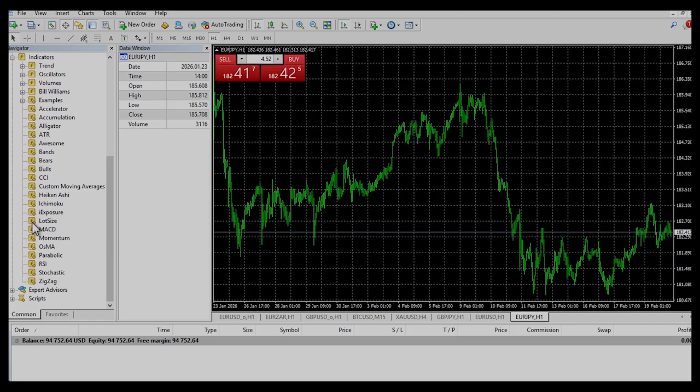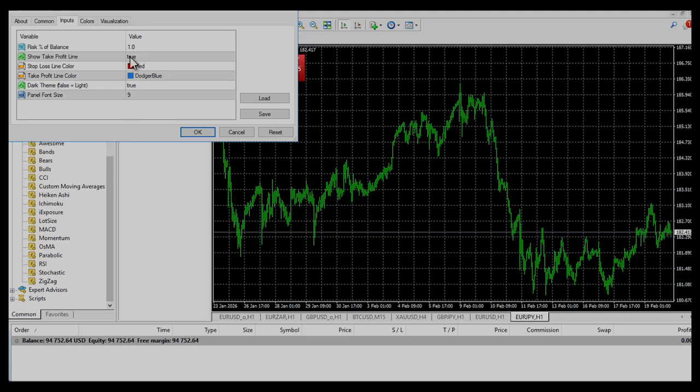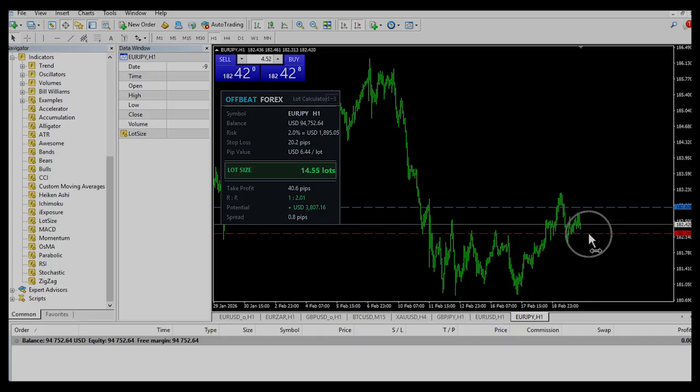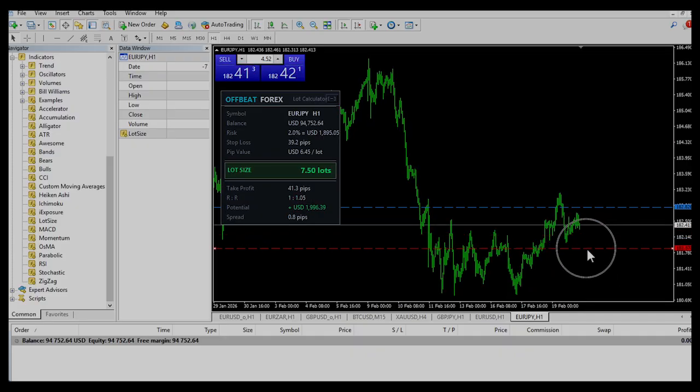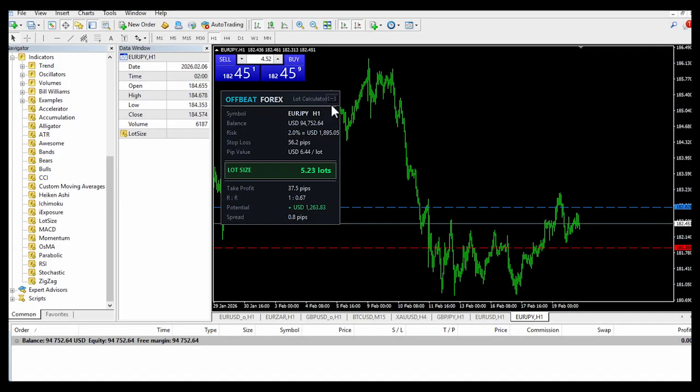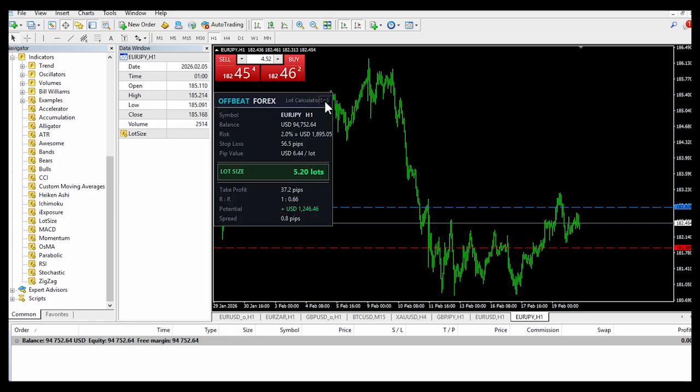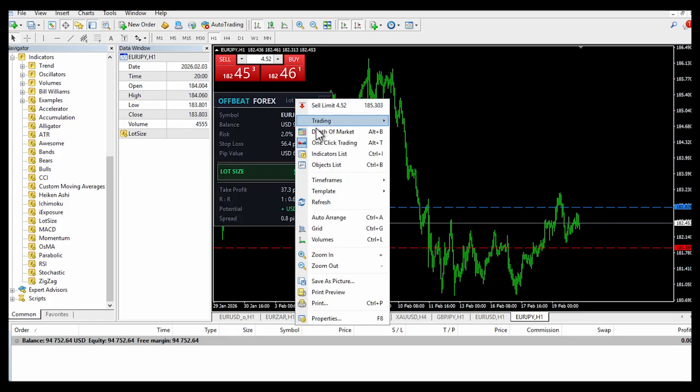And here's the good news. You don't need to calculate lot size manually ever again. We built a Lot Size MT4 indicator that does it automatically for you. Just set your risk, for example, 2%. Then drag the SL line to your stop level. The panel instantly shows the correct lot size. No calculators, no guesswork, no risky math mistakes.